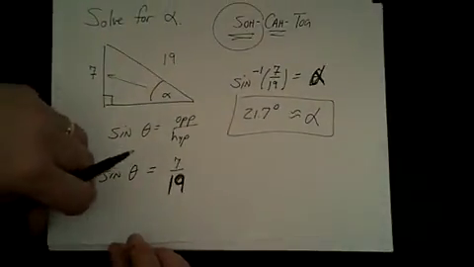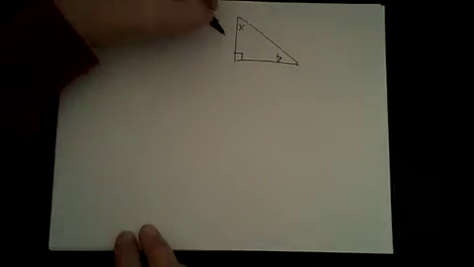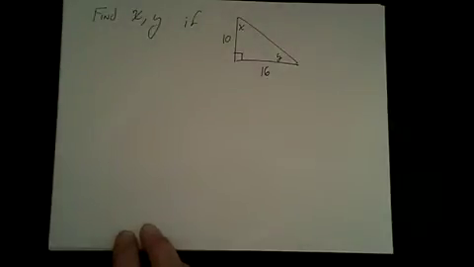Let's look at another problem. Now let's find all angles. Find x and y if you're given this triangle. Let's say this is x and this is y. Let's say this is 10 and this is 16. The trick here is it doesn't matter whether you solve for x or y first, but depending on which one you're going to solve for, you're going to use different trig functions.